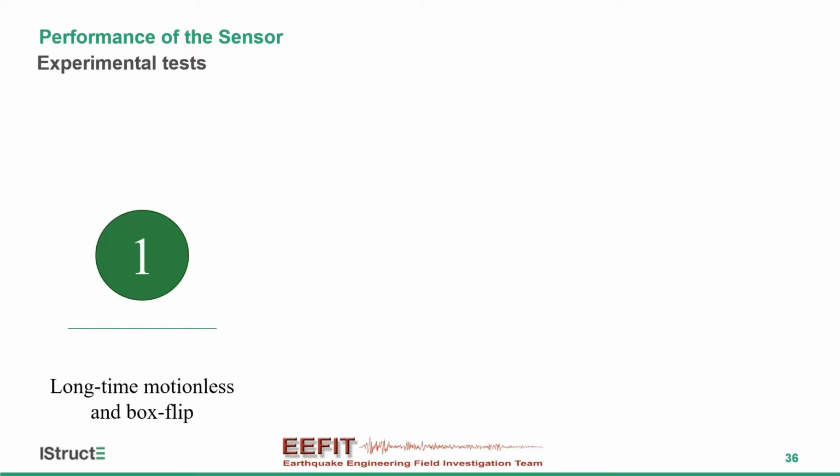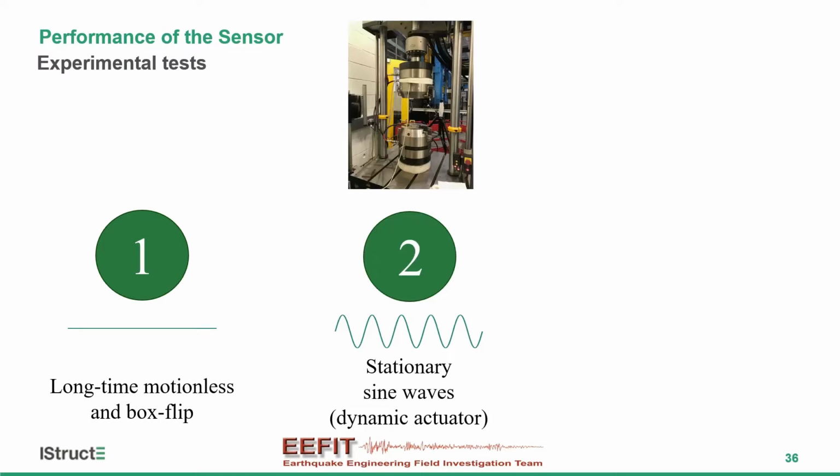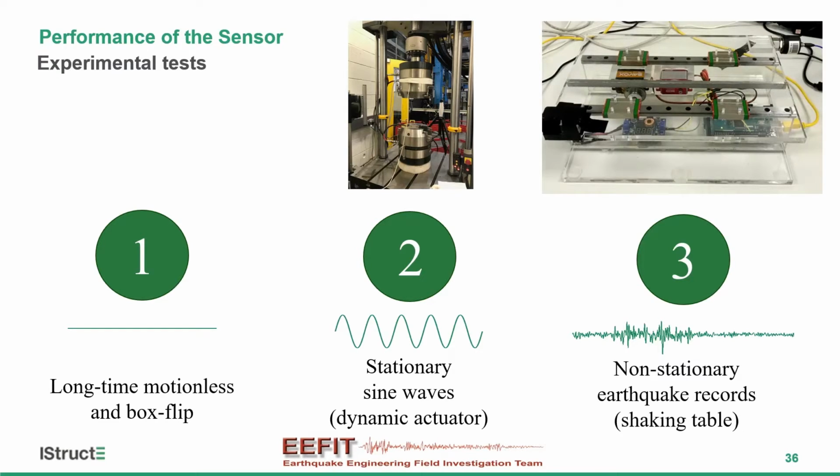And so what we did is that we took our different sensors and we put them to perform different experimental tasks, to see how they perform. So the first one was a long time, timeless experiment. So basically you just place the sensor and there is no motion, because we are interested in capturing the self-noise of the sensor. And I will explain why the self-noise is super important. The second stage of tests were dynamic tests, so basically stationary, periodic signals, sine waves using a dynamic actuator in the lab. And then we use non-stationary, therefore real earthquake records, ground motion records using a linear shake table.